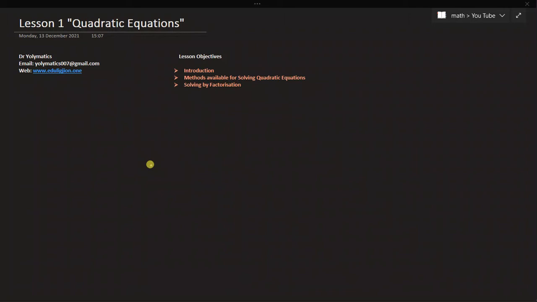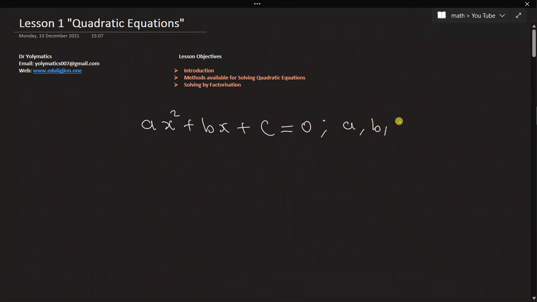So what are quadratic equations? Quadratic equations are any univariable equations that can be written in the form ax squared plus bx plus c equal to 0, where a, b, c are real numbers. So any equation that can be written in this form, we call it a quadratic equation or a polynomial equation of degree 2.